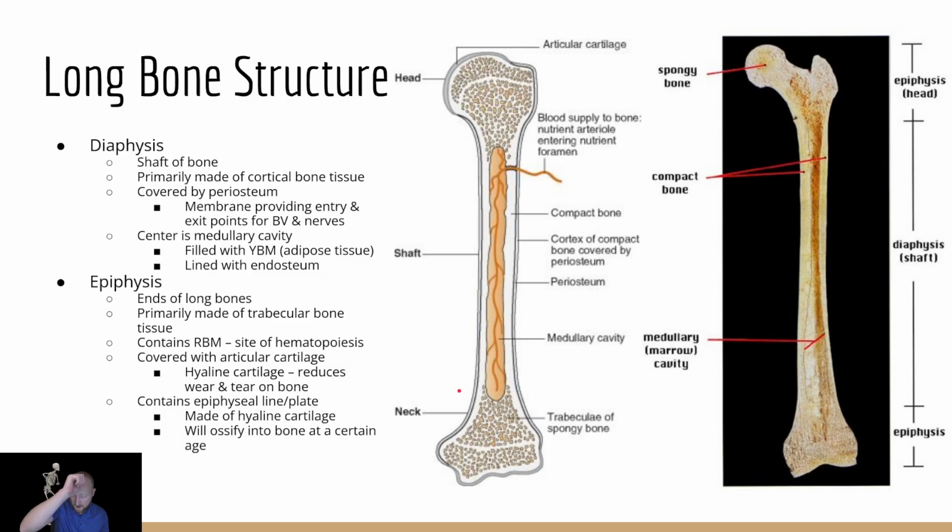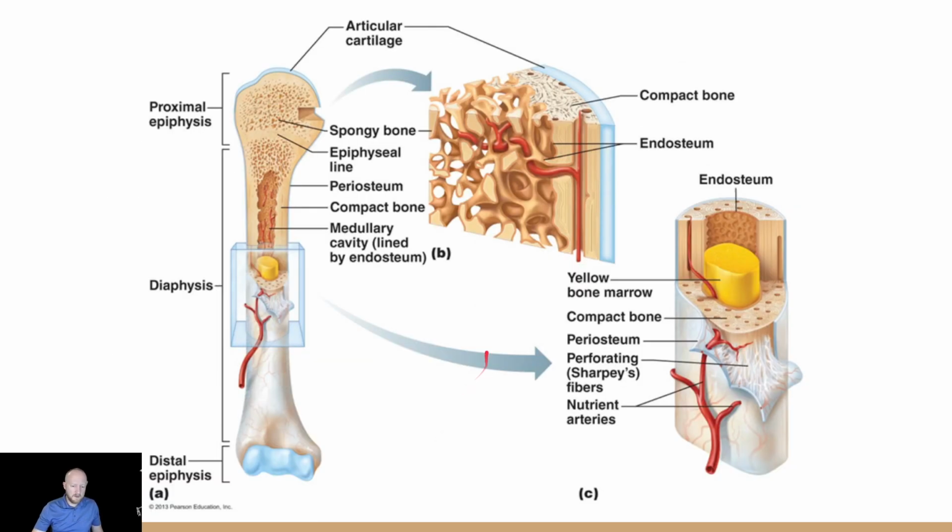Also made of hyaline cartilage. Eventually, when you're done growing, it will ossify into bone and no longer allow you to grow anymore. Just another view. We see our yellow bone marrow.